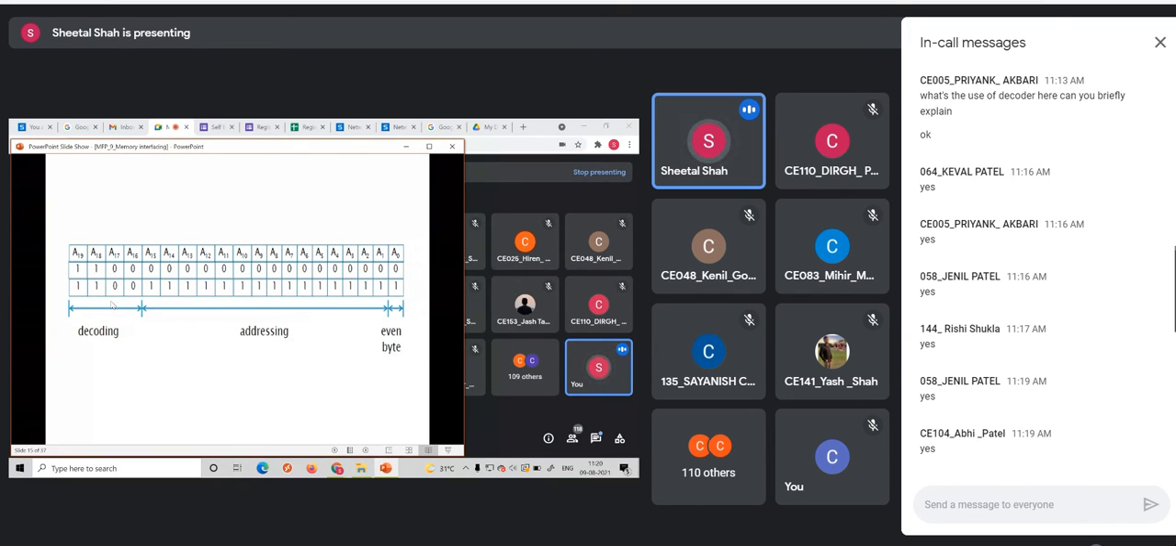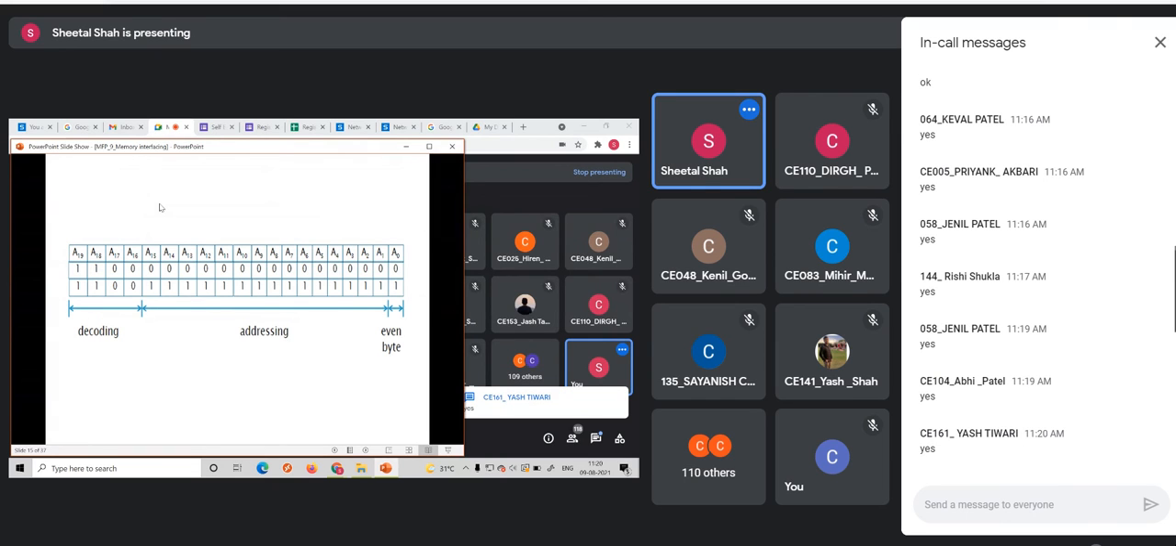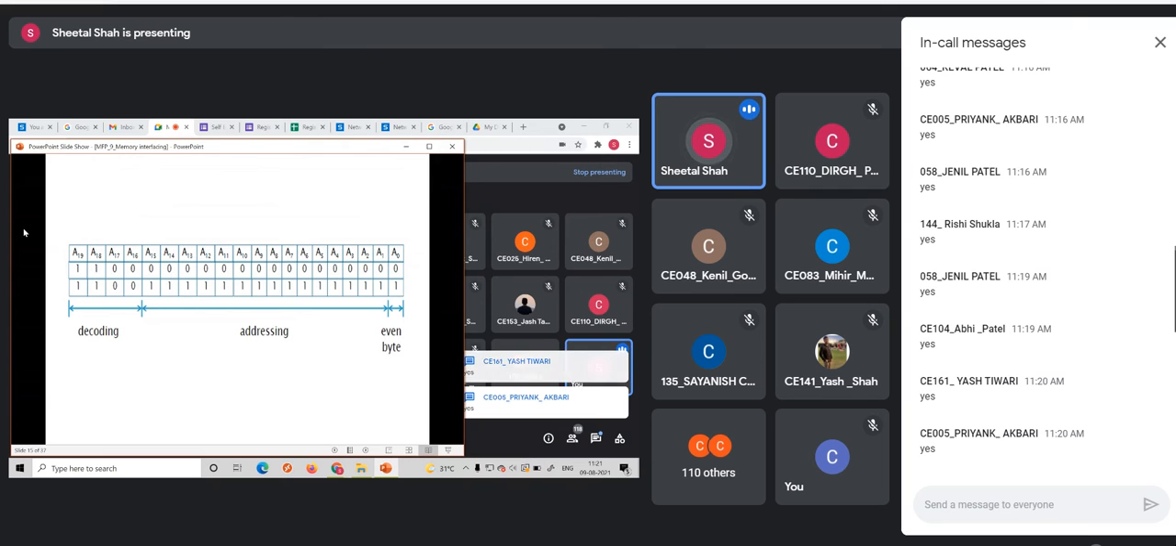Hello, is this thing clear, everyone? Shall I repeat it once again? The required address is C. Clear, or should I repeat?